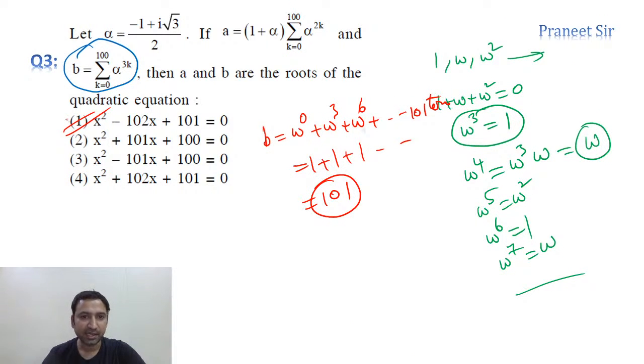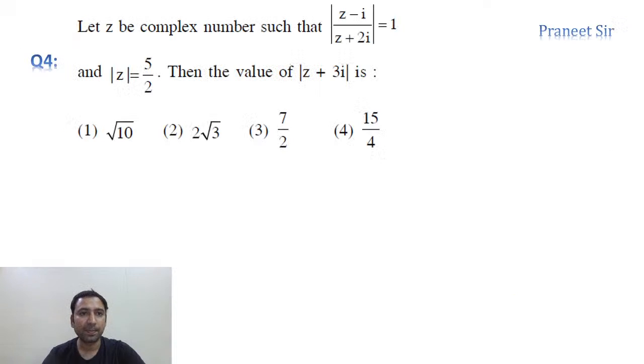Right. Exactly. Perfect. Chalo. This is the next question we have. Z is a complex number such that mod of z minus i by z plus 2i is equal to 1, and mod z is 5 by 2, then the value of mod z plus 3i is equal to how much?